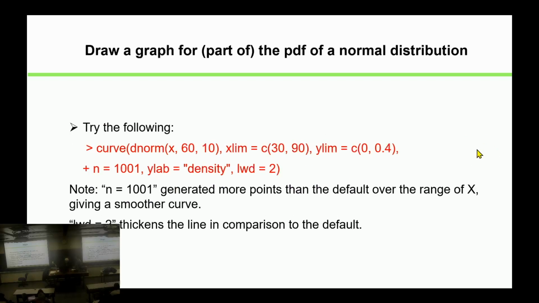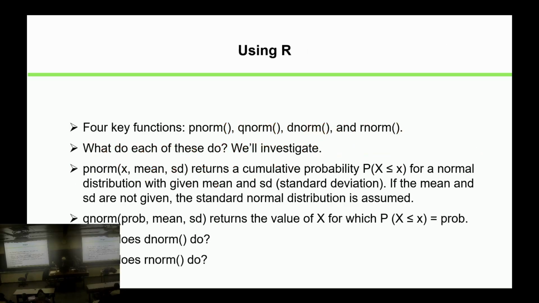Four key functions. We used kind of three of these with discrete random variables like the binomial distribution. We did the binomial distribution, and we bring in a fourth one this time. So we've got pnorm, qnorm, dnorm, and rnorm.